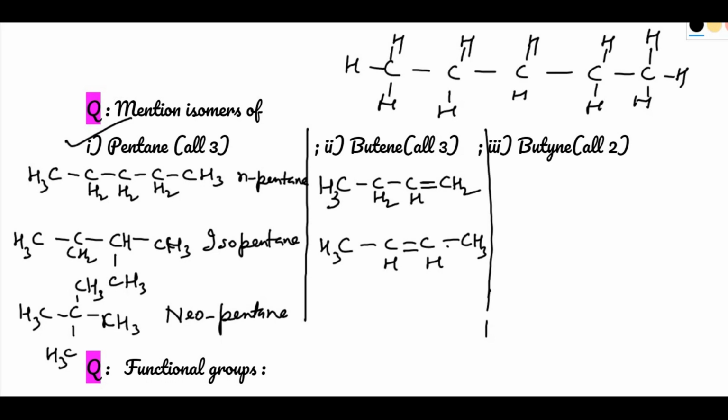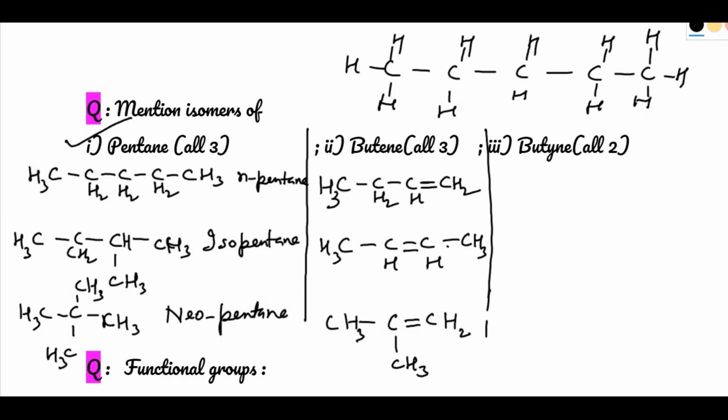The third one has one carbon attached to 3 carbons. But it is butene, so one double bond should be there. You can put it in one of the places, and the name will not change. This is CH2, and the middle carbon will not get any hydrogen, and this is CH3 and this is also CH3. So this is isobutene. Neobutene is not possible because it is butene, so there cannot be 3 carbons attached to a single carbon.